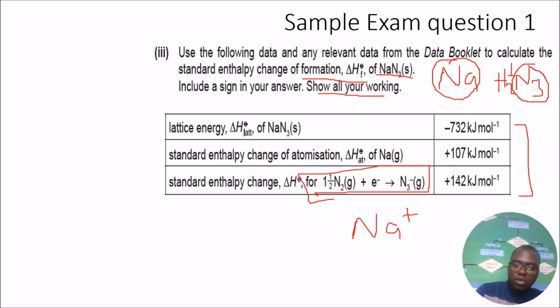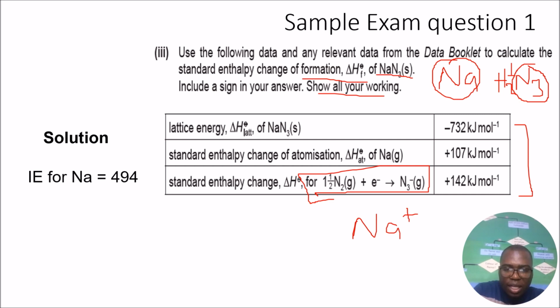Now, let's look at this one. So here we are saying the only thing that is missing here is the ionization energy for sodium, which you are supposed to get from the data booklet. And take note that all these things are given in kilojoules per mole.